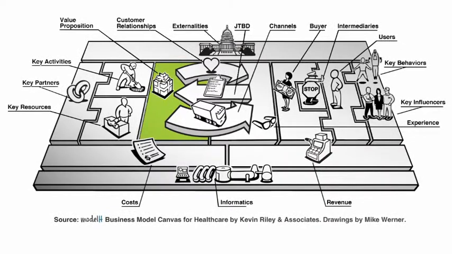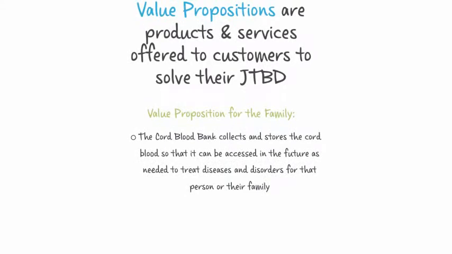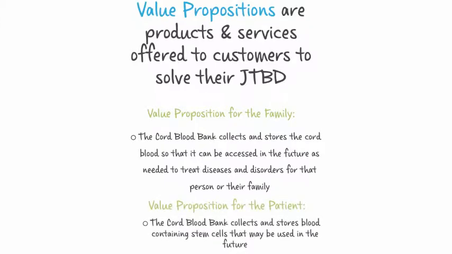Value propositions are products and services offered to customers to solve their jobs to be done. In our business model, one value proposition for the family is the cord blood bank collecting and storing the cord blood so it can be accessed at a future date as needed. The value proposition for the patient is the cord blood bank collecting and storing blood from someone else that can be used to help treat their disease or disorder.